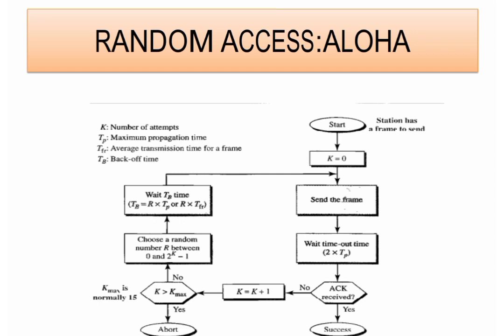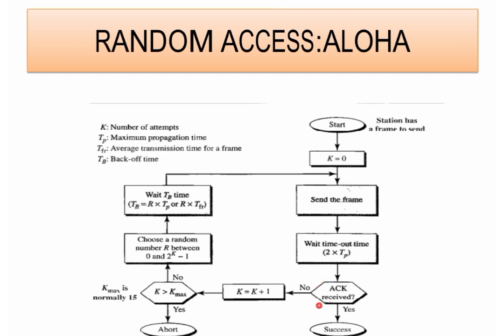So using this flow chart, we can consider how the pure ALOHA will work. Here the station is having a frame to send through the channel. So it will send the frame, with k equal to 0. It will send the frame and wait for a certain amount of time, which is 2 times the propagation time. So the timeout period is equal to the maximum possible round trip propagation delay, which is the amount of time required to send a frame between the two most widely separated stations, that is 2 times the propagation time. So we will see what the propagation time is in detail.